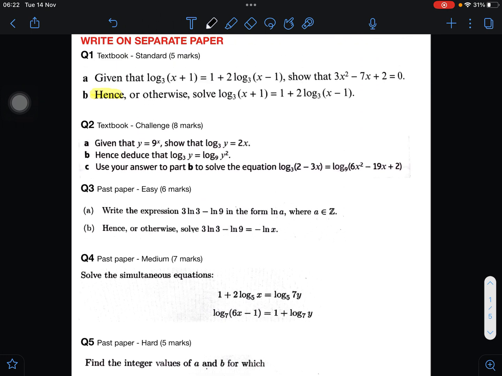Hence deduce that log 3 of y equals log 9 of y squared. Okay, we're going to use both of our first definitions here to try and do that, I reckon. Let's give it a go.